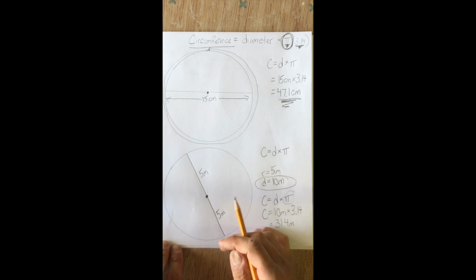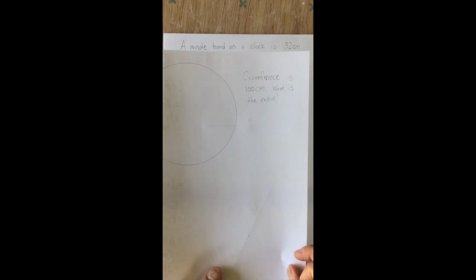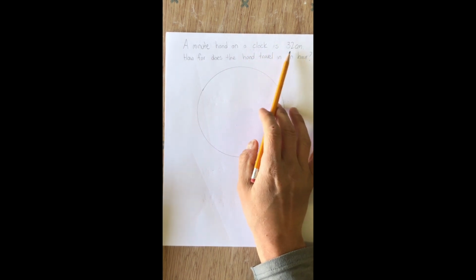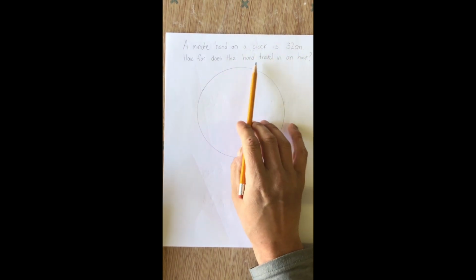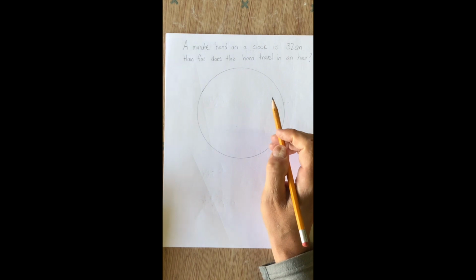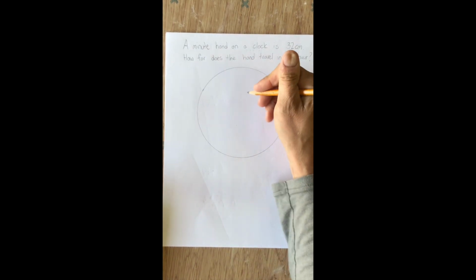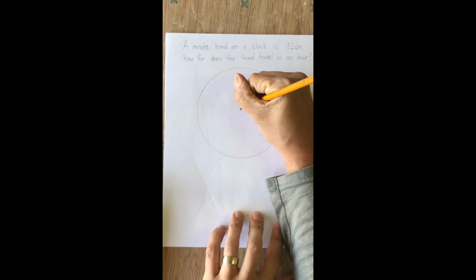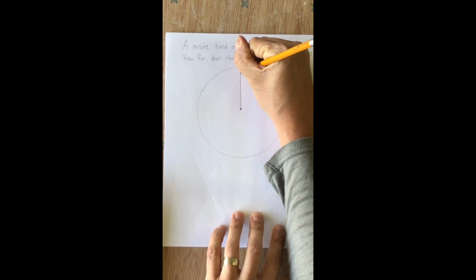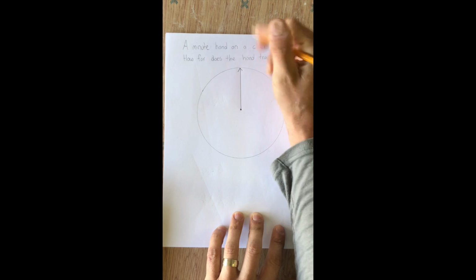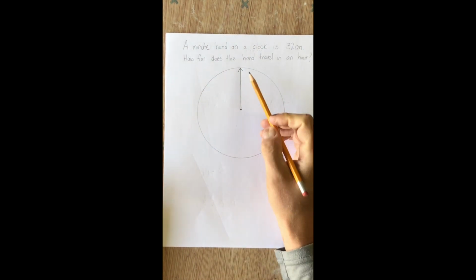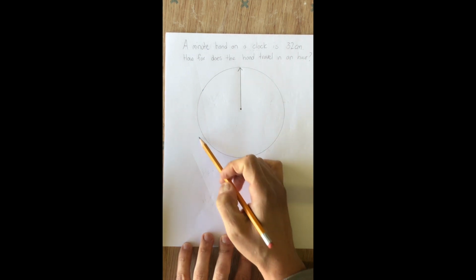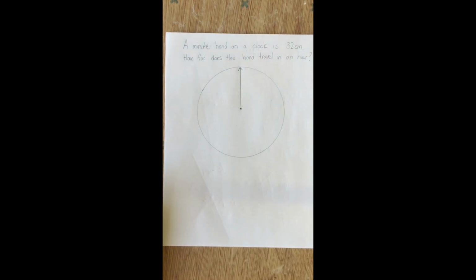Okay, now here it says a minute hand on a clock is 32 centimeters. How far does the hand travel in an hour? Well, what the heck? What's going on there? Well, let's draw it out and see what we're talking about. So if we have a clock, it has a minute hand, which is the big one, that goes all the way to the edge. Well, in an hour, this minute hand is going to go all the way around the outside of the clock.